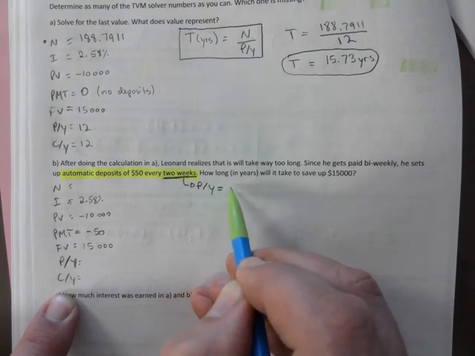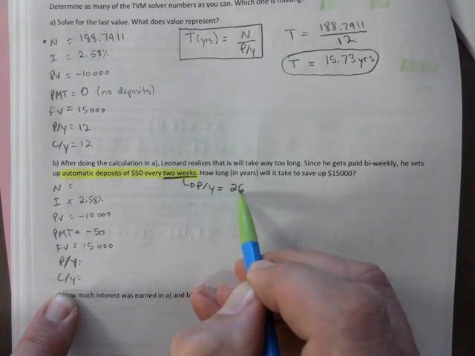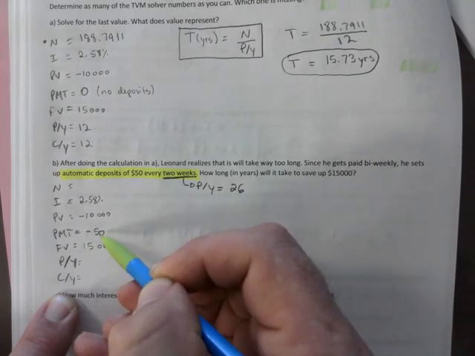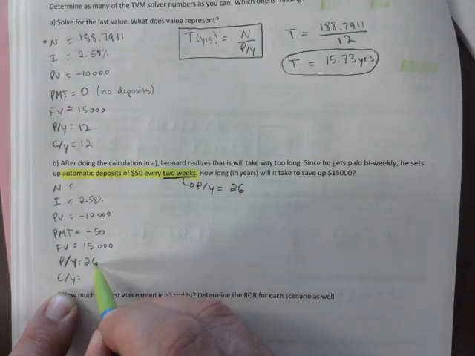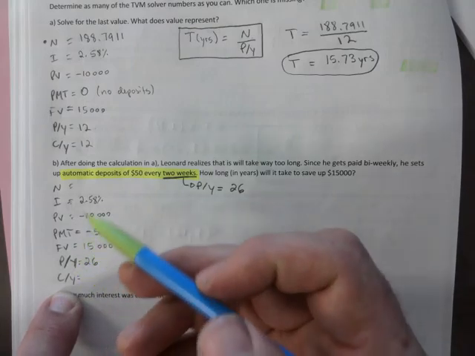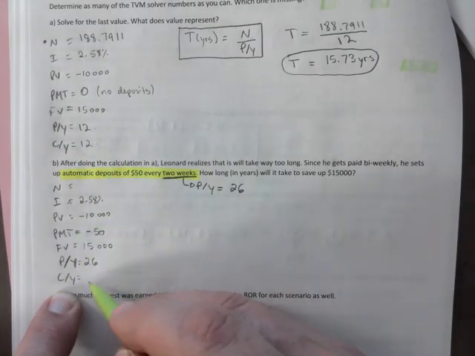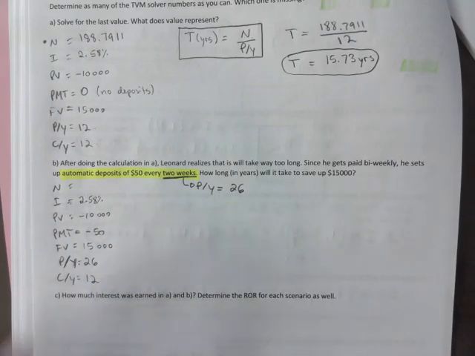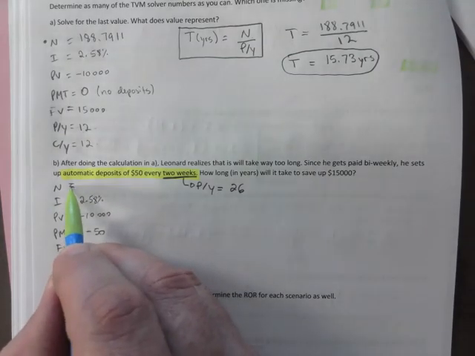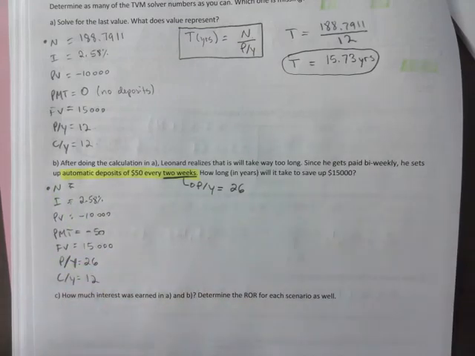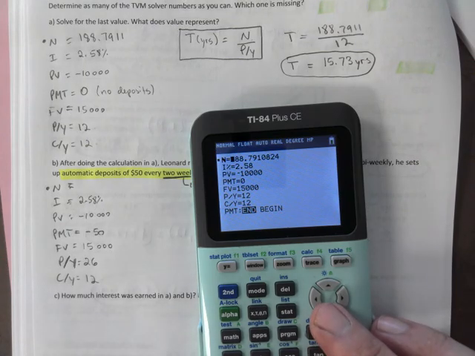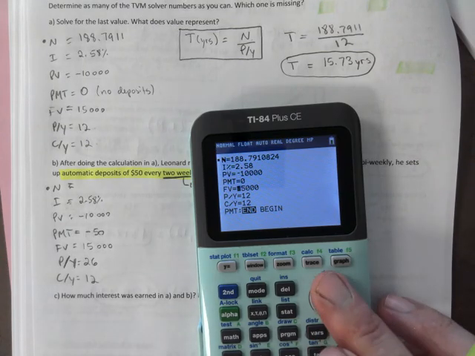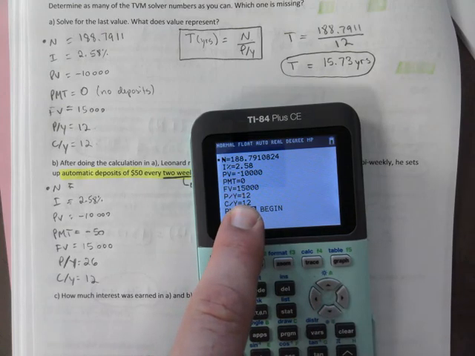PY is going to be 26. Okay? Because there are deposits, you now have a PY, and in this case it's 26. What's the compounding? It hasn't changed from before. It's 12. Okay, so that's where you have to be careful and read carefully. Put a dot next to N. That's where time is found. Let's see how much sooner we'll get the money in this case. All I have to do is change PY to 26.